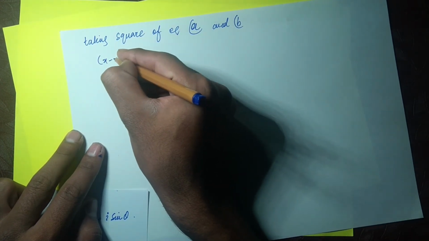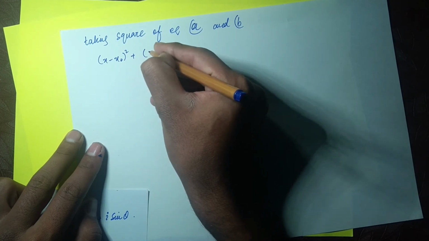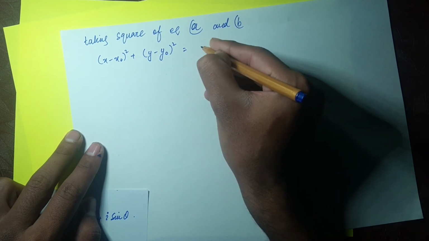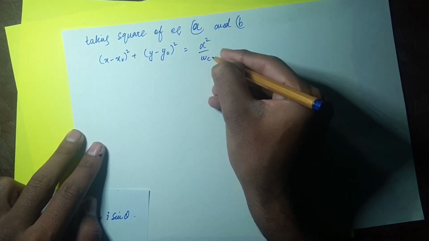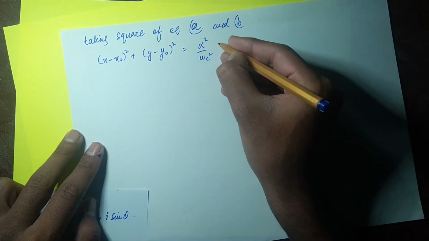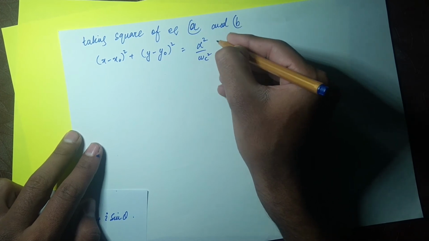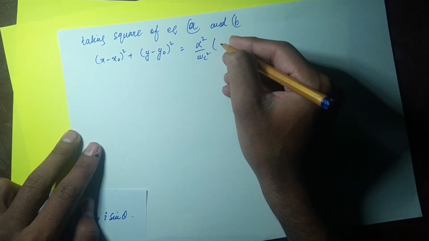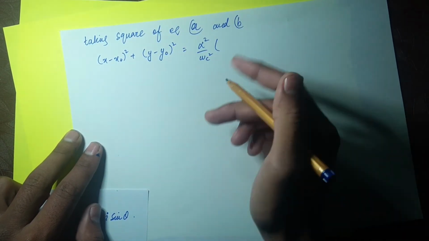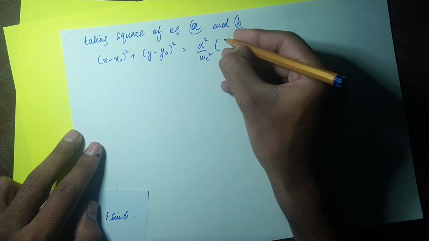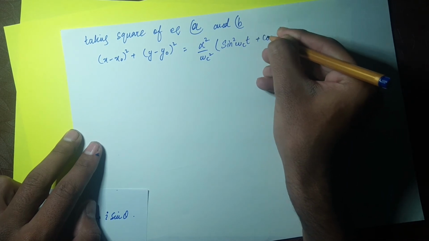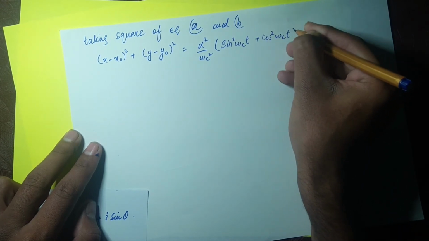So it will be equal to (x minus x naught) whole squared plus (y minus y naught) whole squared equals, taking common, alpha squared over omega c squared. I'm taking a shortcut here and missing one step, which you can do yourself. It's an easy step, I'm just taking a common factor out. So sine squared omega c t plus cos squared omega c t.